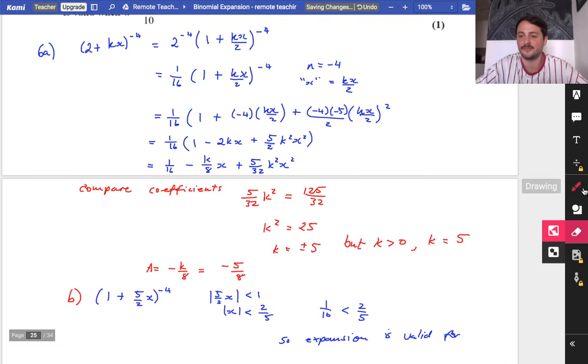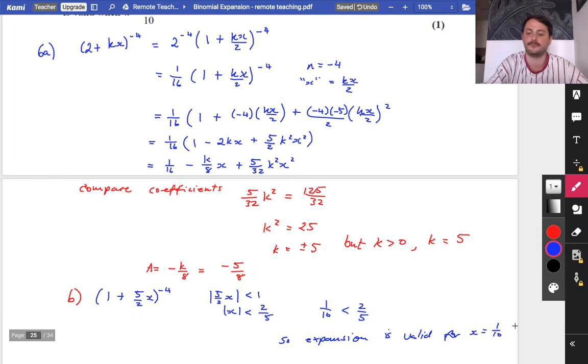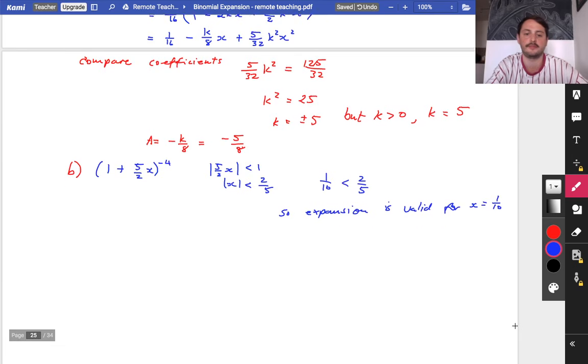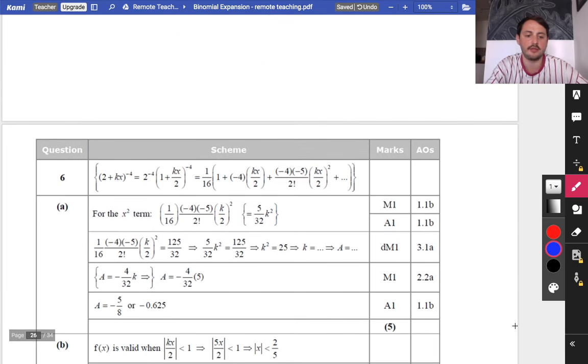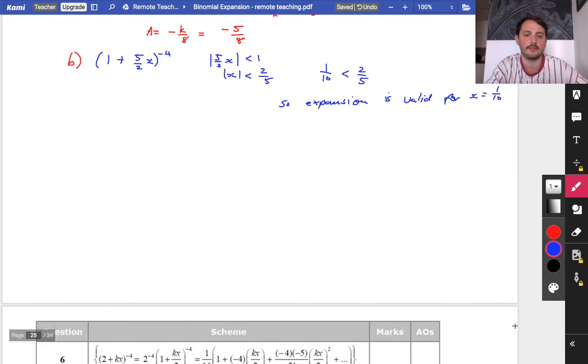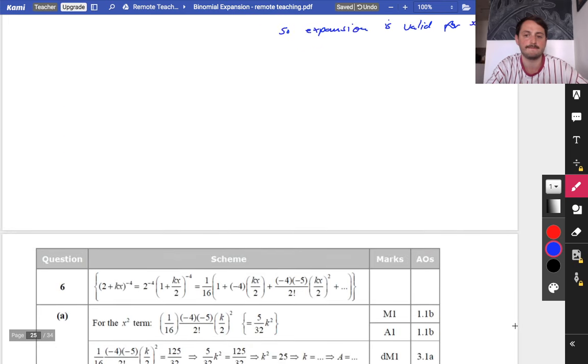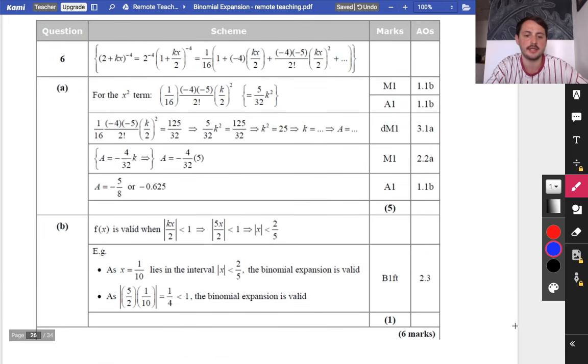I'm giving up. Let's check our answers. So we ended up with a is minus 5/8. Yep, that's what we got. And it is valid when x is less than 2 over 5. And yep, it's valid because a tenth is smaller than 2 over 5. So we got that correct.